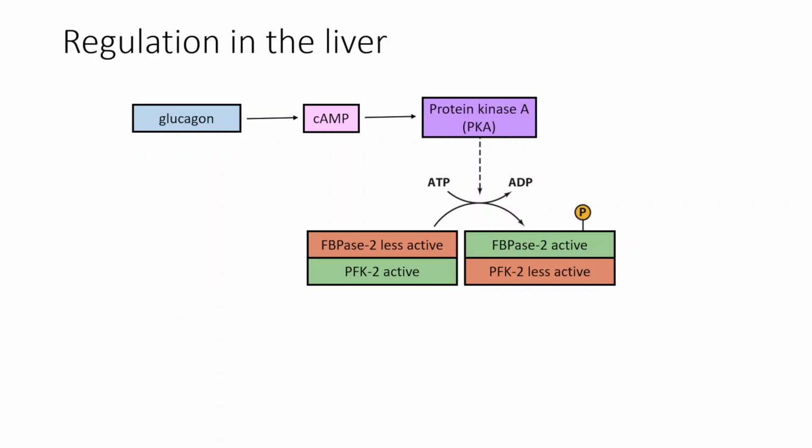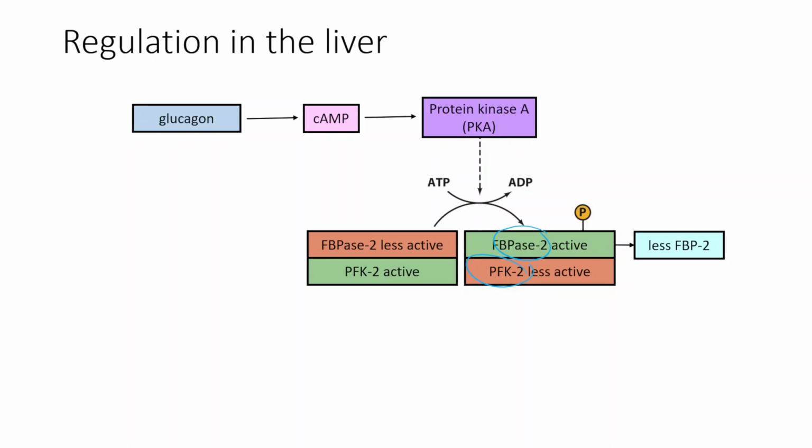It's with PFK2. So if PFK2 is active, that means your body's going to make FBP2. In this case, protein kinase A, when it phosphorylates this bifunctional enzyme, it's going to do not that. It's going to activate FBPase2, and it's going to inactivate PFK2. So this means you're going to make less FBP2.